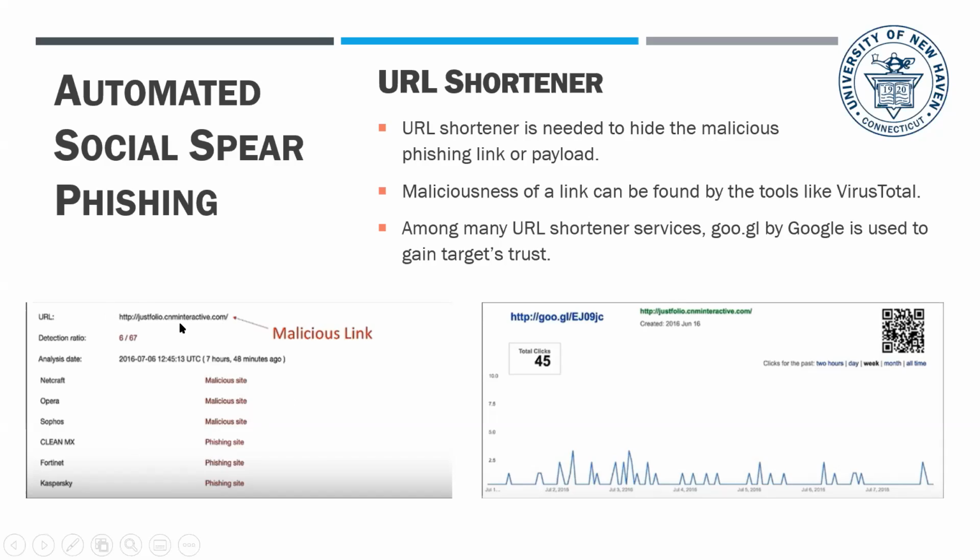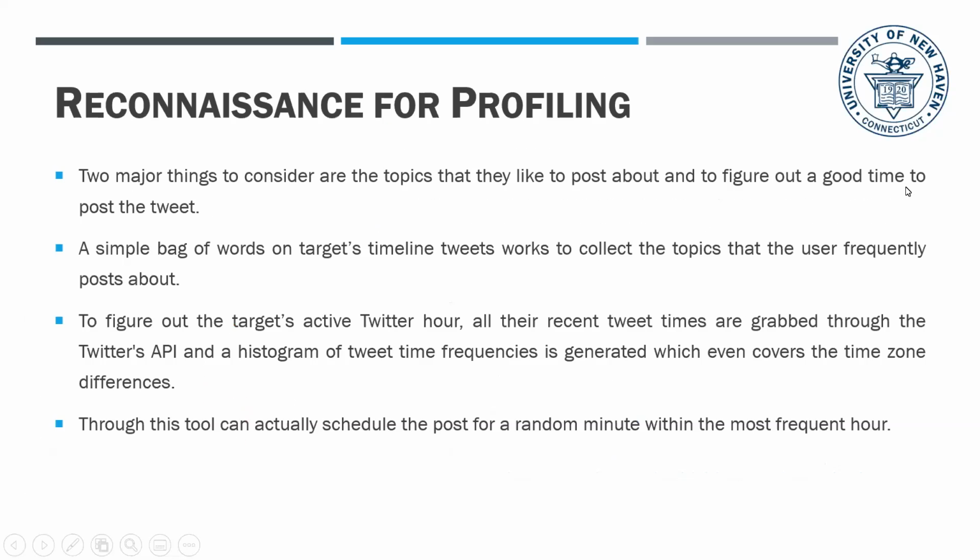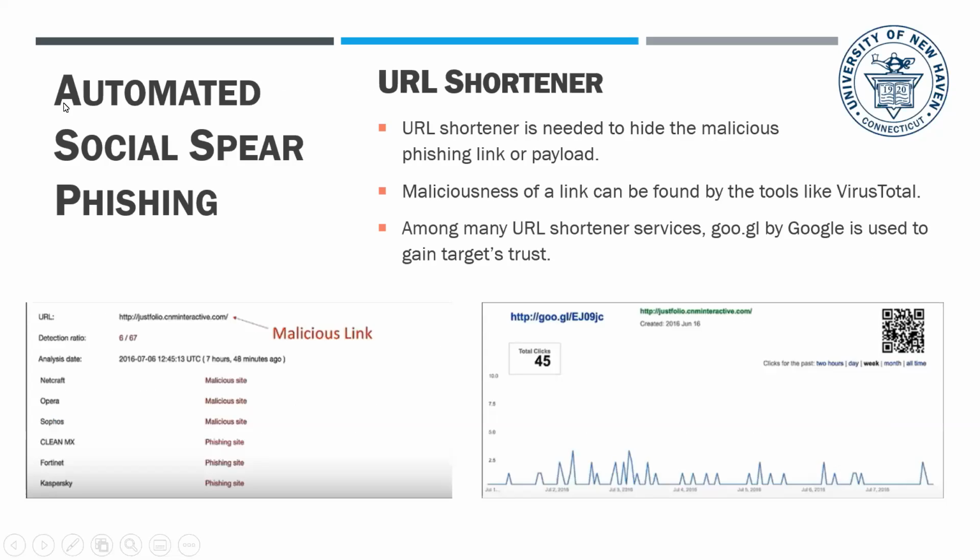You can see in this picture that I have presented, this is a malicious link, and all these antivirus or anti-malicious softwares have detected that it is a malicious site. One can find the maliciousness of a link through an online service called VirusTotal. And this is how shortening of the same link looks in the goo.gl service, which also gives the number of click-throughs.